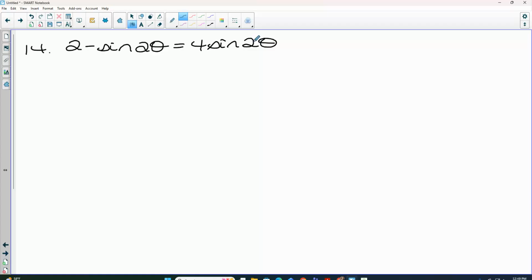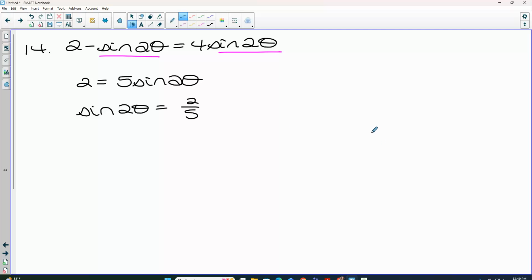All right. So I need to solve for sine. First, let's get all of our sines together. So if I add over my sine of 2 theta, that's 5 sine of 2 theta. I can divide by 5. But I can't get rid of my angle. So when I see a 2 theta, that tells me double solutions.